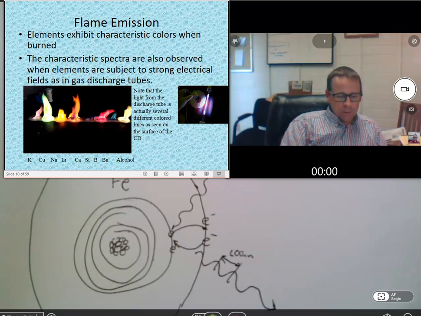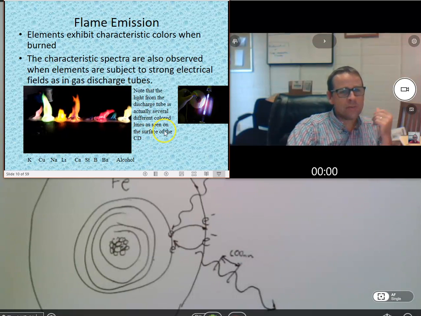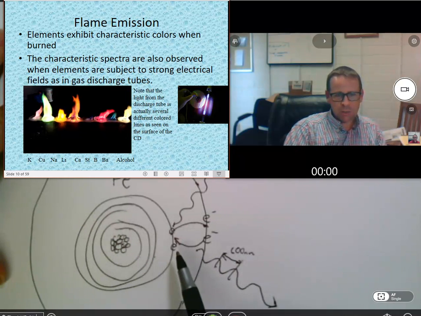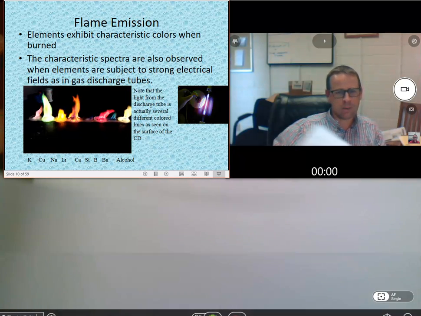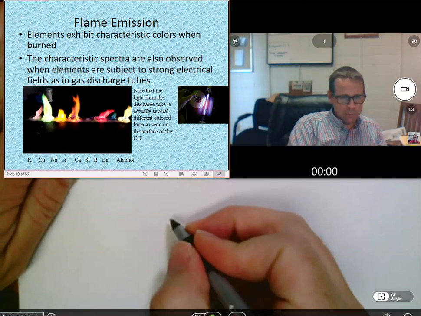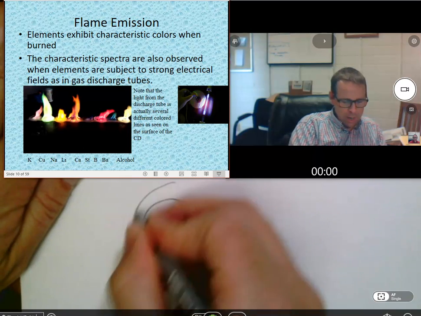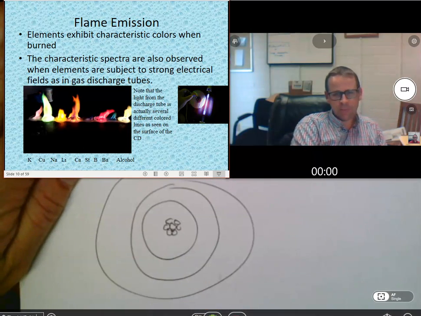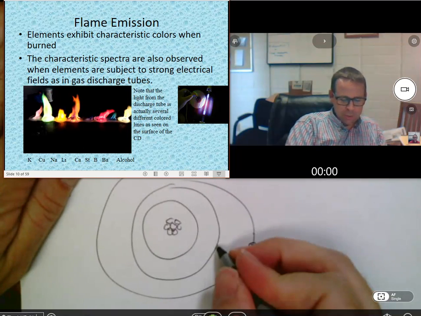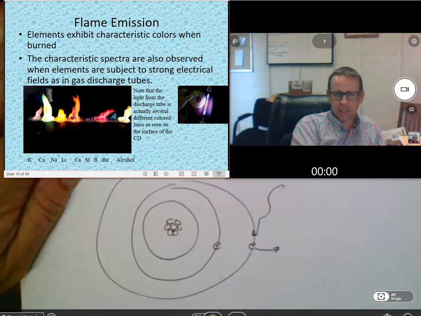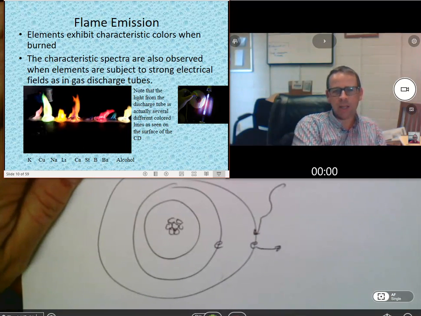Okay? Now, this idea here, or this phenomenon, that the different elements gave off different colors was kind of confusing because the standard idea was that we have these electrons around an element, right? Let me kind of start over here. We have a nucleus, and we have these electrons around the element, all fine and dandy, right? And if electrons receive a photon of energy, then they're excited. Nobody had any problems with that.